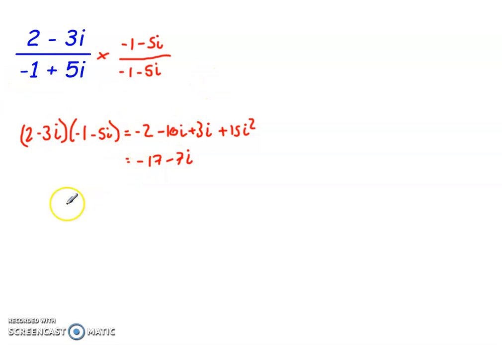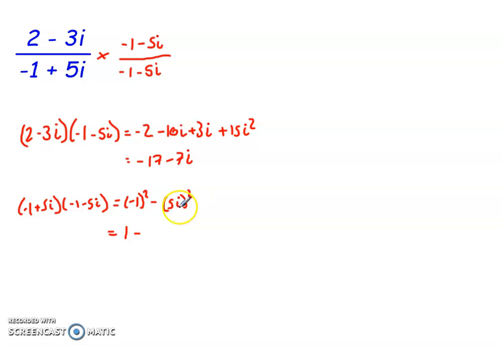If I then look at the bottom, I've got my negative 1 plus 5i, negative 1 minus 5i. Again, I'm going to use my standard format of a squared minus b squared. For this one, my a is the negative 1, the real part, and my b is the imaginary part, which is 5i. I'm going to square both and stick it together. So negative 1 squared is 1. It's going to be take away 5i squared.